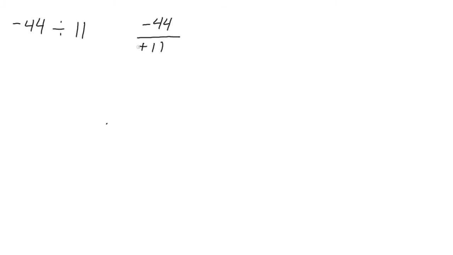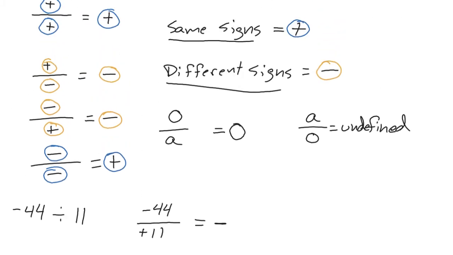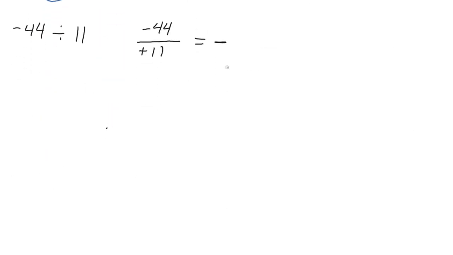So here we have different signs. So you have a negative on top and a positive on bottom. So our answer, the different signs, is going to be negative. If you remember from above, different signs is negative. Okay. And then 11 goes into 44 4 times. So your answer is going to be negative 4. Okay, so different signs tells you to put a negative there, and then 44 divided by 11 is 4.